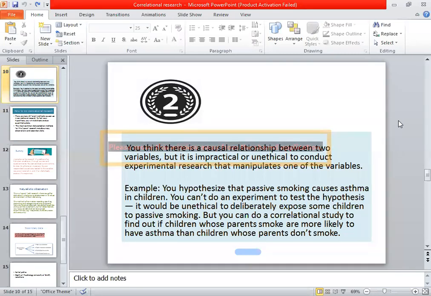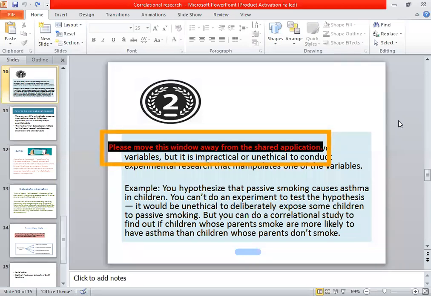Now listen to this example. We hypothesize that passive smoking causes asthma in children. You cannot do an experiment to test the hypothesis. It would be unethical to deliberately expose some children to passive smoking. But what can we do as a researcher? We can do a correlational study to find out if children whose parents smoke are more likely to have asthma than children whose parents do not smoke.